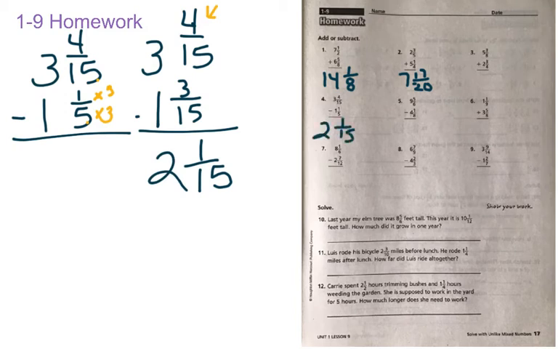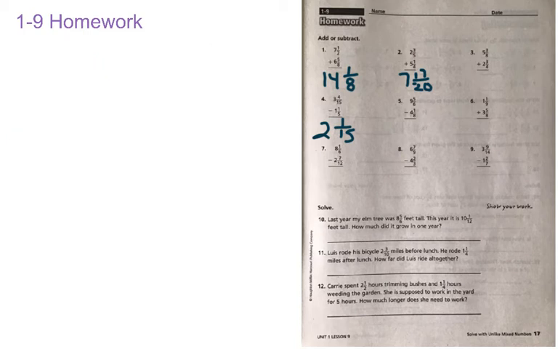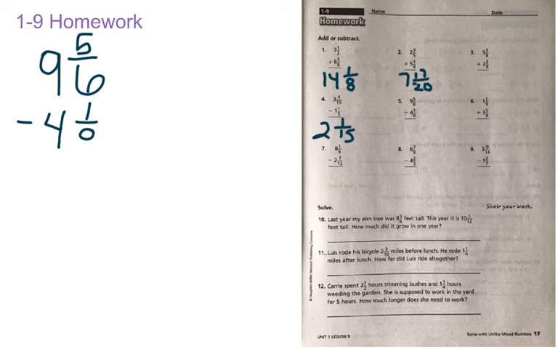Let's go ahead and look at number 5 together. We have 9 5/6 minus 4 1/8.